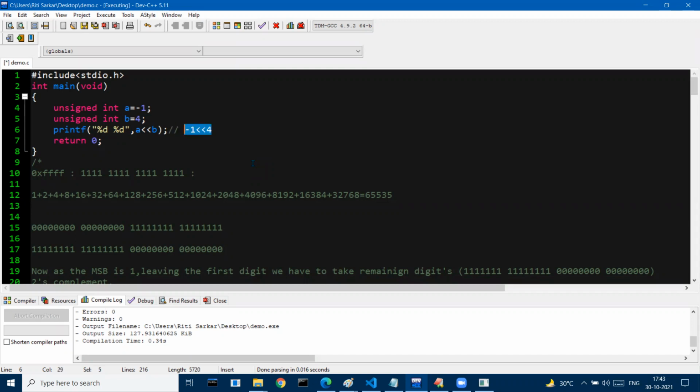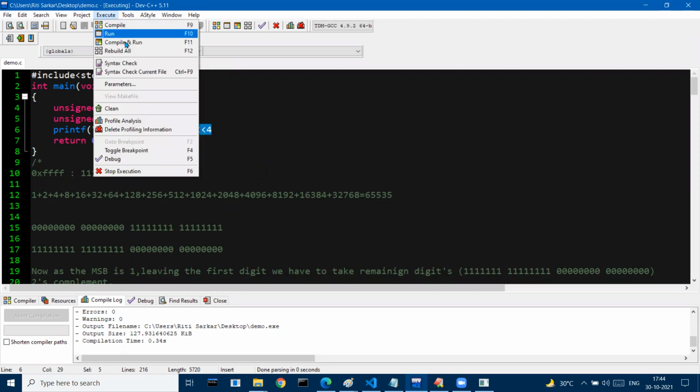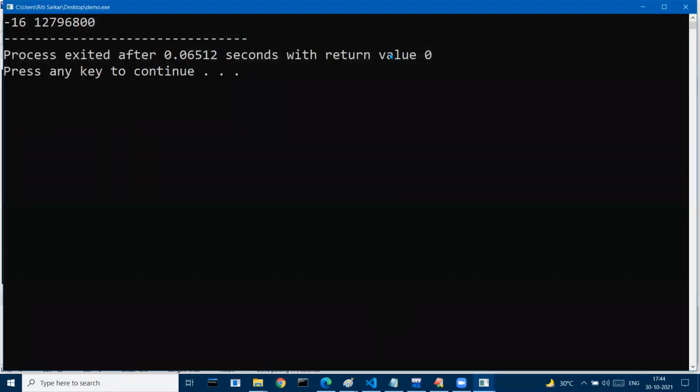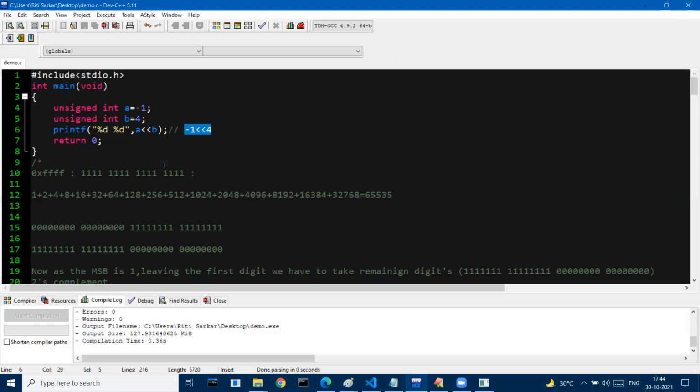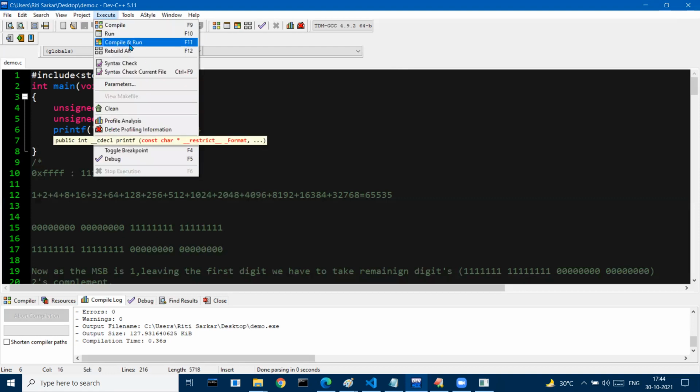Negative number left shifting. Though we have learned yesterday what is the process, even you can go for shortcut approach, na, guys. If you go for shortcut approach, what will be the value? Tell me. What will be the value? Yes, -16 only. Achha, one extra thing is coming. Why? Execute, compile and run.